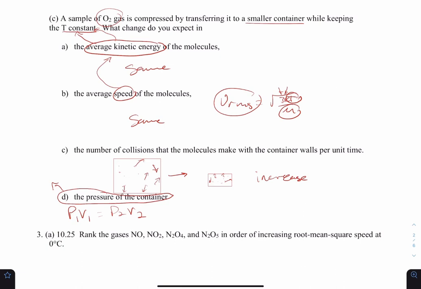So if I have decreased volume, V2 is now smaller than V1. Let's just give P1 and V1 generic numbers of 1. We're just assuming that whatever they had, the change in that is what matters. So P2 and V2 are what matters. If I decrease volume, I have to increase pressure in order to still get 1, right? So in this case, the pressure of the container is going to increase.